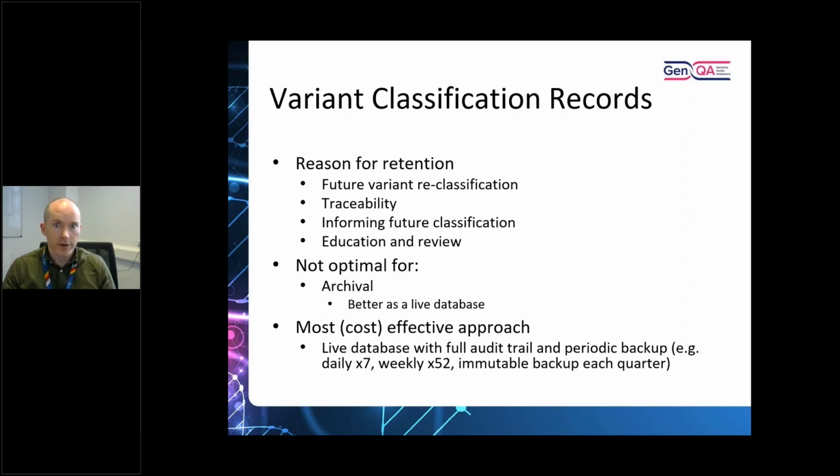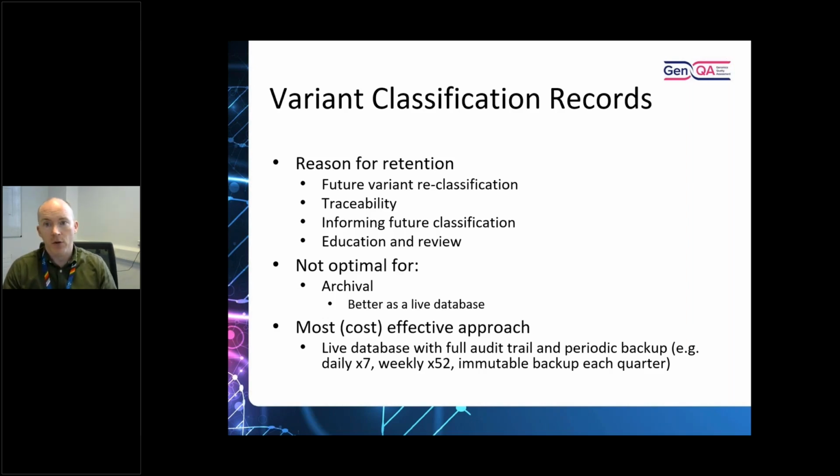That's pretty much a live record because the next time you see it, you're going to say, well, how many cases have we seen? Do we need to do anything? Do we need to update the classification on that? It's not optimal for archival. You don't really want to just put that in a file and send it away to storage. A database where you have live access to those variants is really important, and you need to be able to update it.